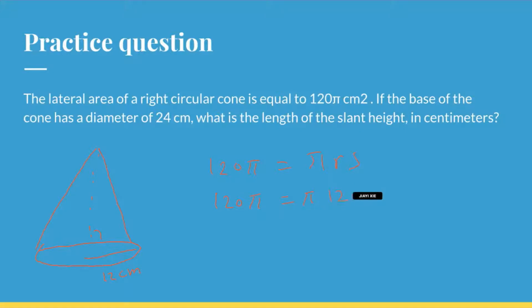And we need to find the slanted height. So now we could just solve. We could cancel out the pi on both sides. 120 equals 12 times s, divide 12 on both sides, and you get 10 equal to s, which is the slanted height.